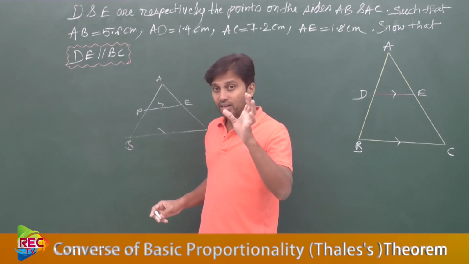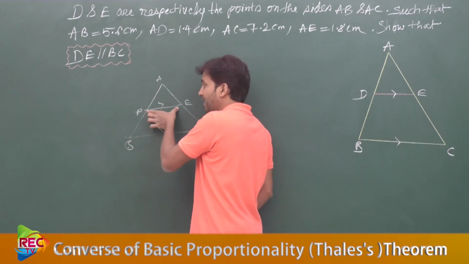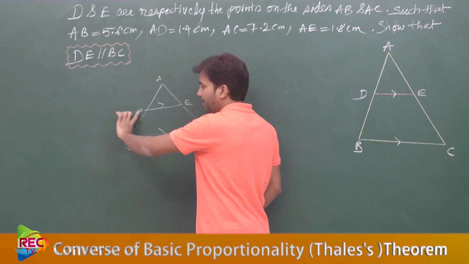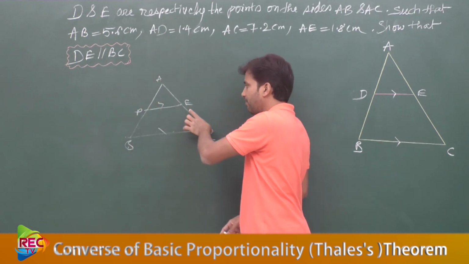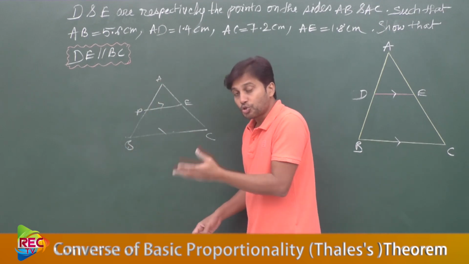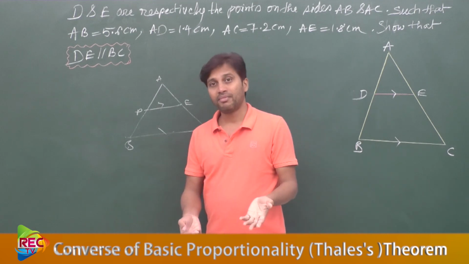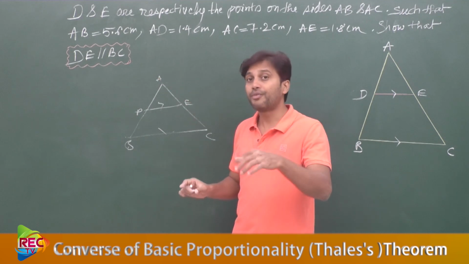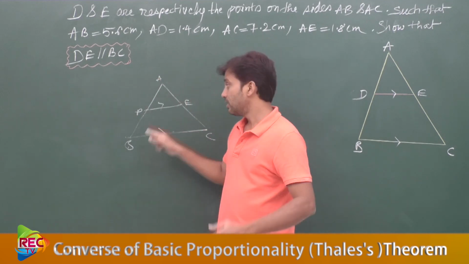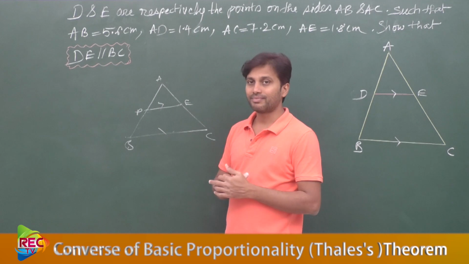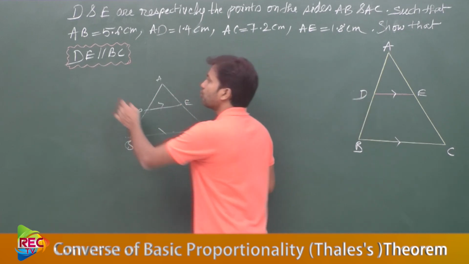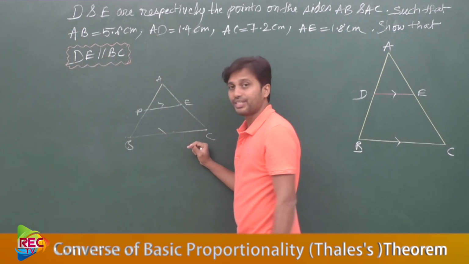Then what is our final conclusion? If this PE is dividing the sides, meaning PA by PB and AE by EC, if those two ratios come out the same, equal, that means this PE is parallel to BC. So PE means here DE. So here DE is then parallel to BC.